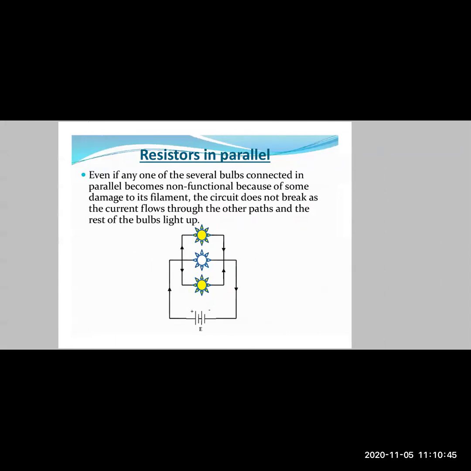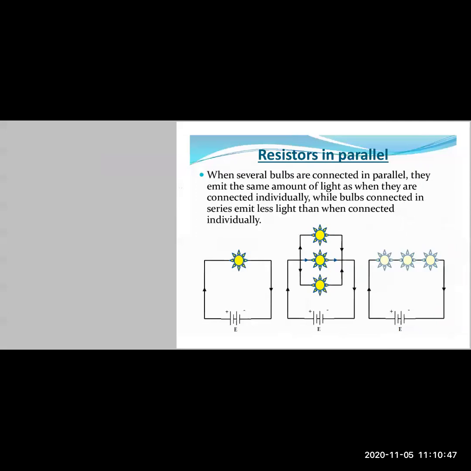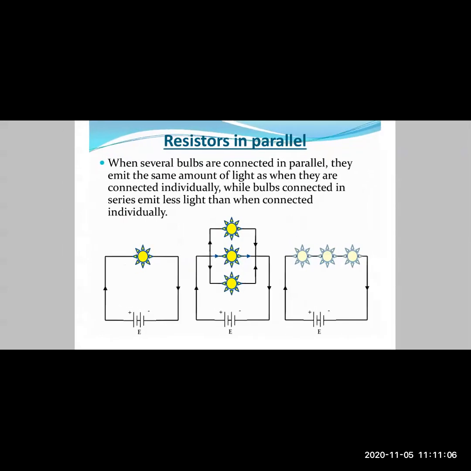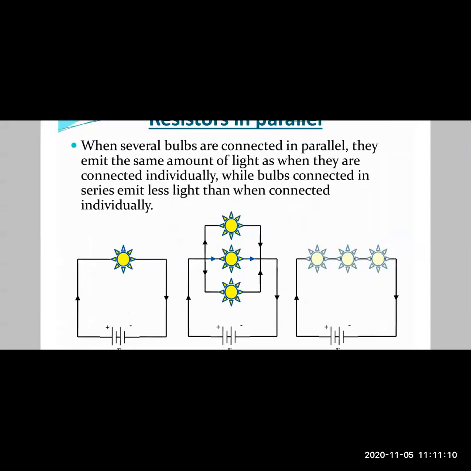Now let us move on further. Resistors in parallel, right? When several bulbs are connected in parallel, they emit the same amount of light as when they are connected individually, while bulbs connected in series emit light which is less than when connected individually. Now you can see here, there are three examples. On the left hand side, you have a single bulb connected individually, so you have the maximum light coming out of the bulb.